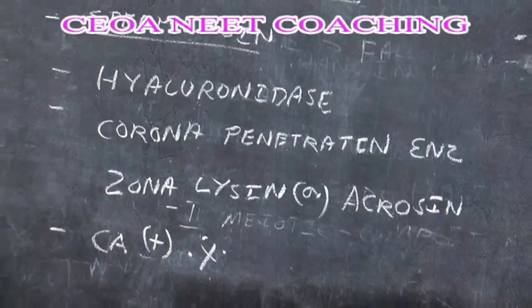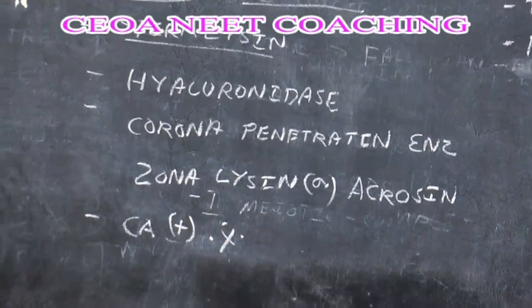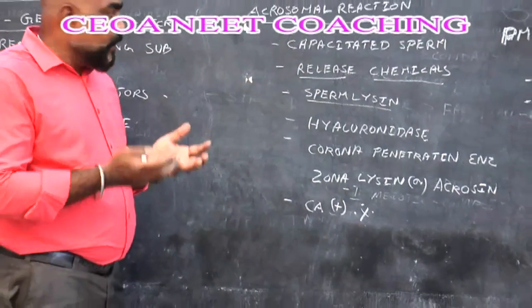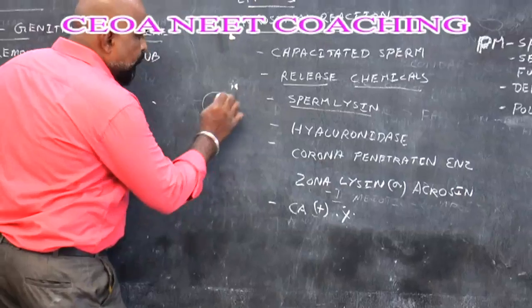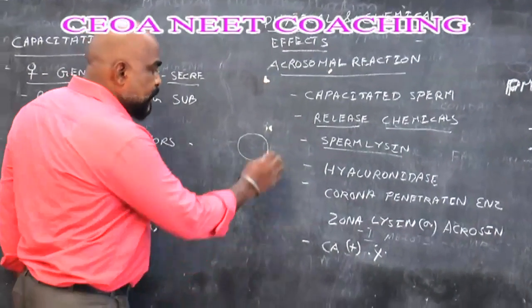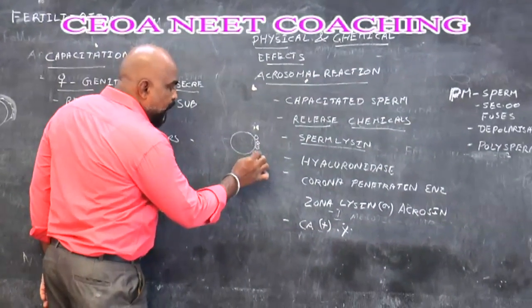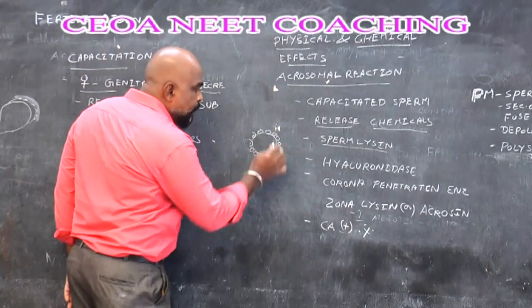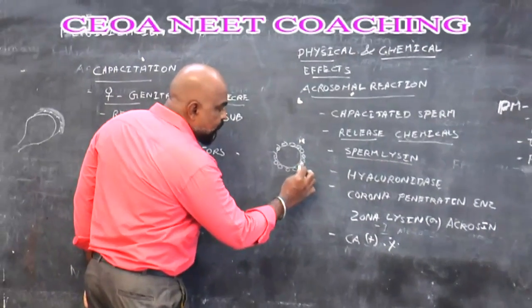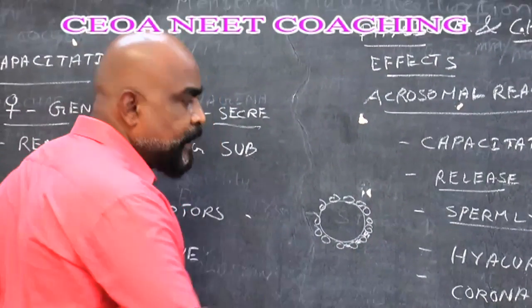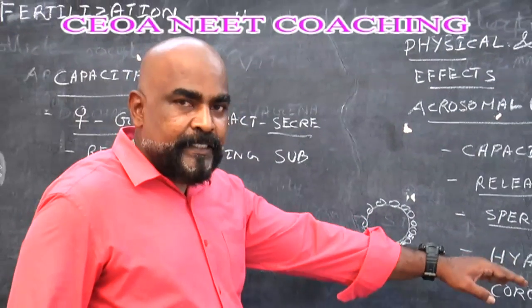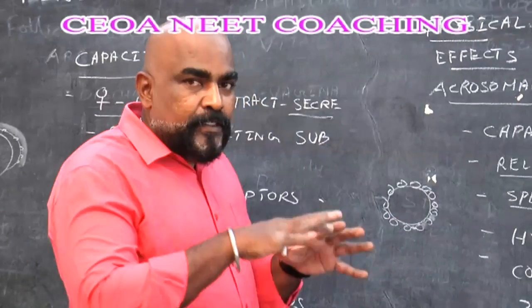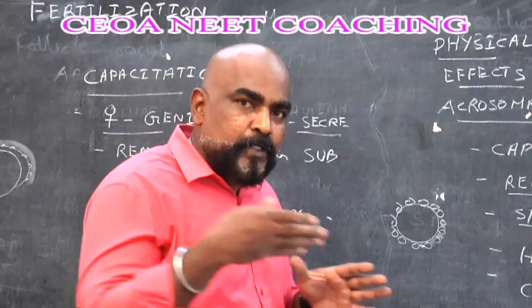Hyaluronidase digests the ground substance which is binding the follicles. You see, this is the oocyte, it is surrounded by the follicles, granulosa cells. These cells are held in place with the help of cementing substance. This hyaluronidase digests the cementing substance so that the follicles become free, so the spermatozoa can enter into it.